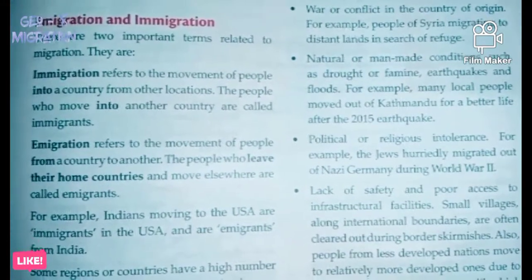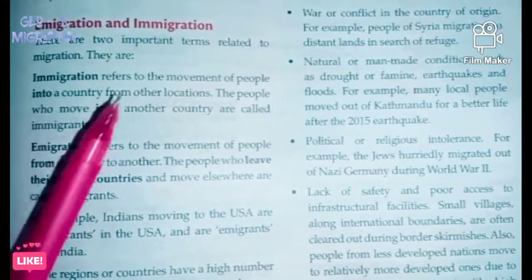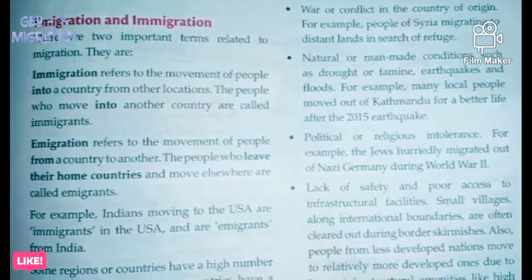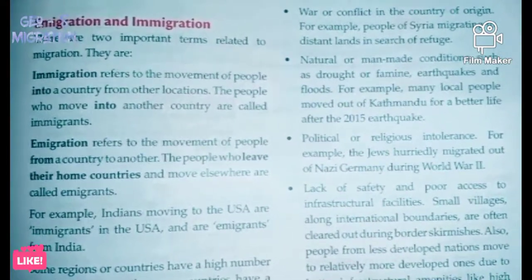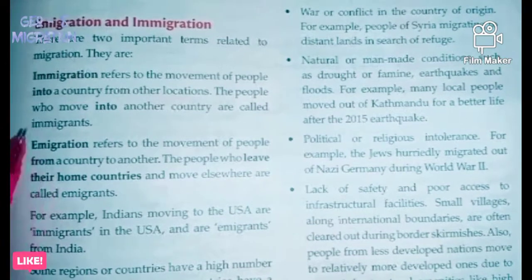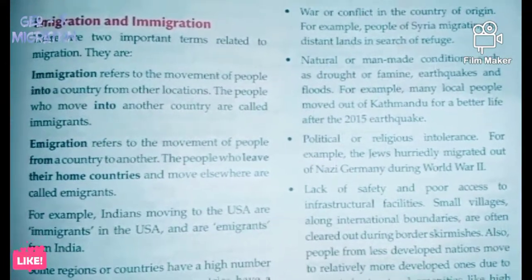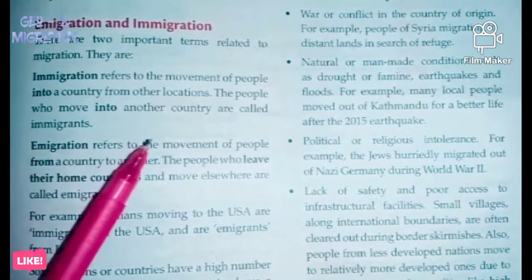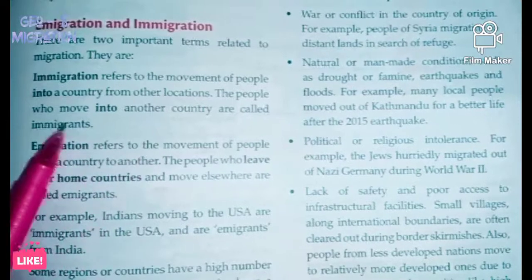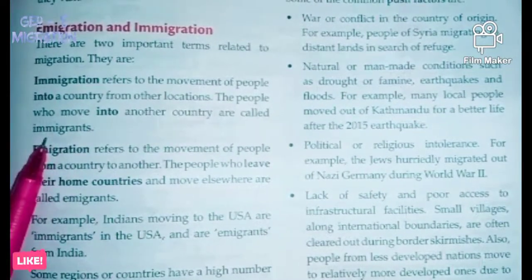There are different types of migrations, and these two are called emigration and immigration. Let's try to understand this concept properly so you can understand how migration takes place. First one, immigration. Immigration means people move into a country from another location, and the people who move into another country are called immigrants.